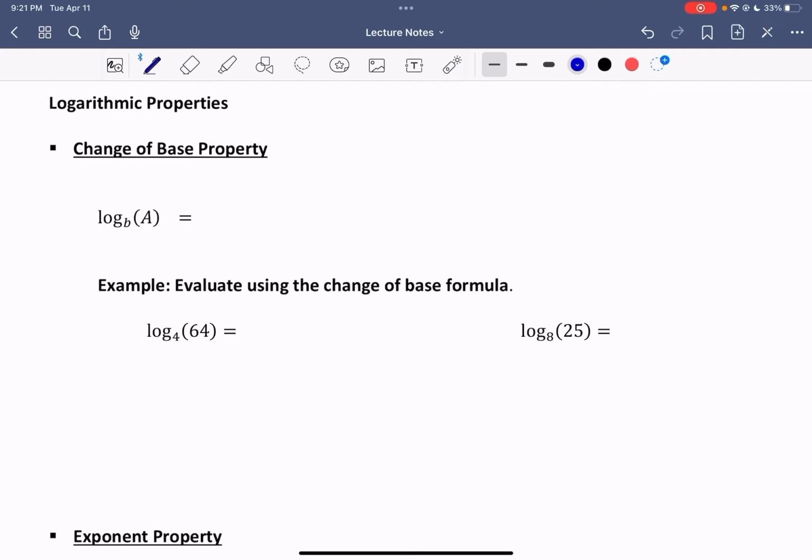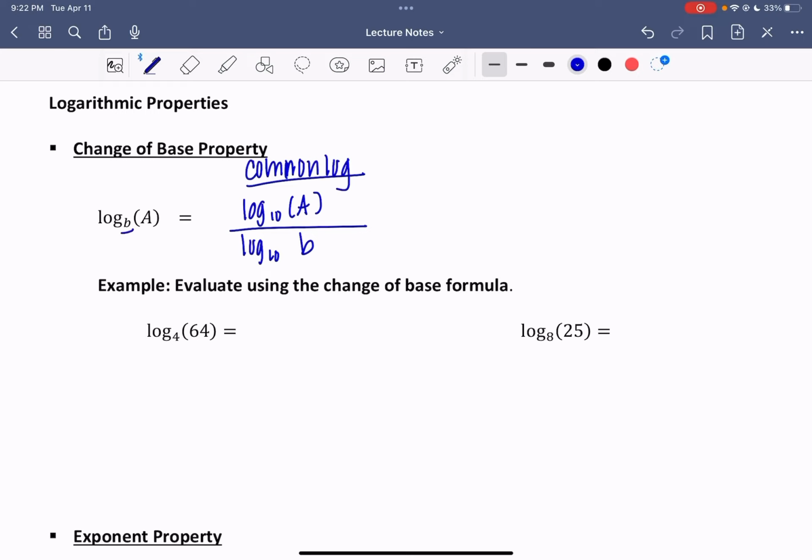The change of base property is really nice because there's only two logs you can enter into a scientific calculator, log base 10 and the natural log. So if I have any other things I want to be able to enter in the calculator, I'm going to have to pivot and use them off that. The change of base property says that you can rewrite these logs using the common log. And so what you do is you set up a division problem. So you do log, and then remember log base 10 of A divided by log base 10 of B.